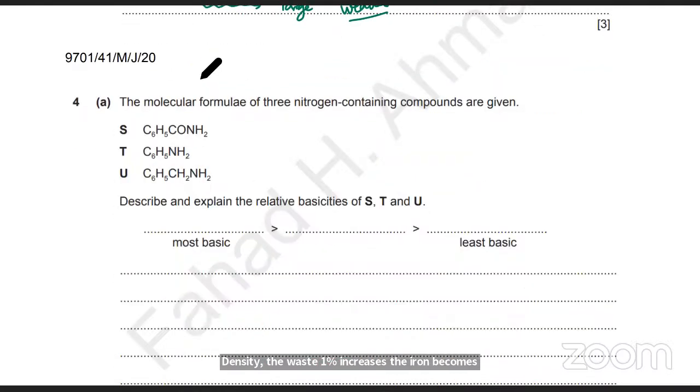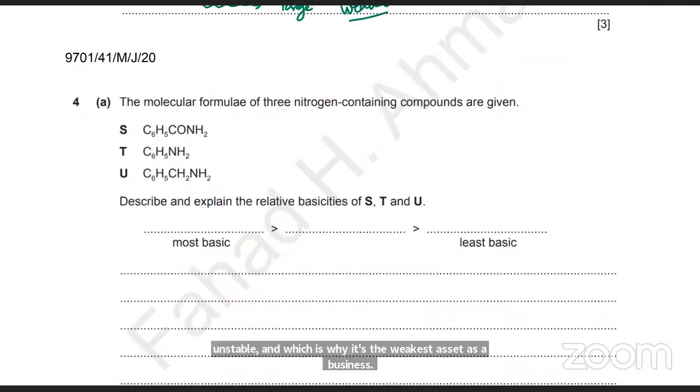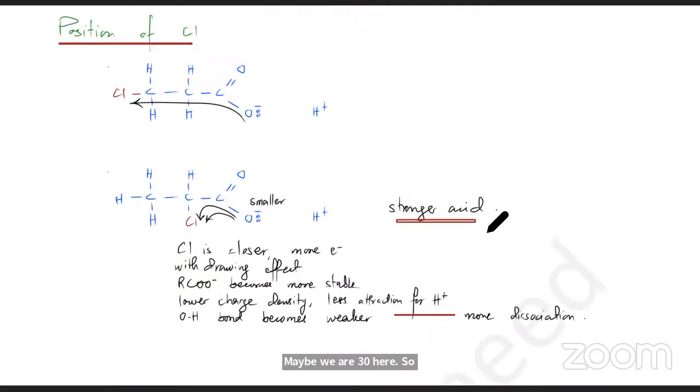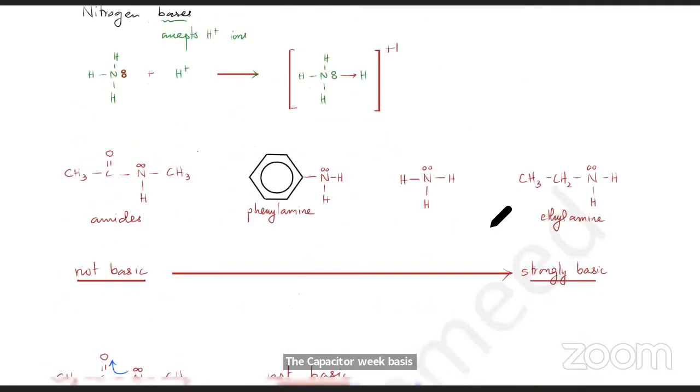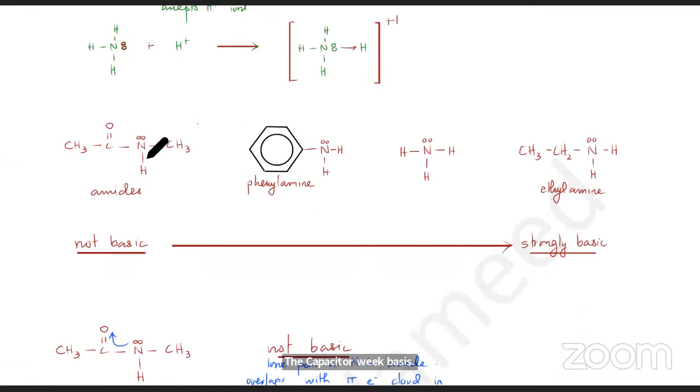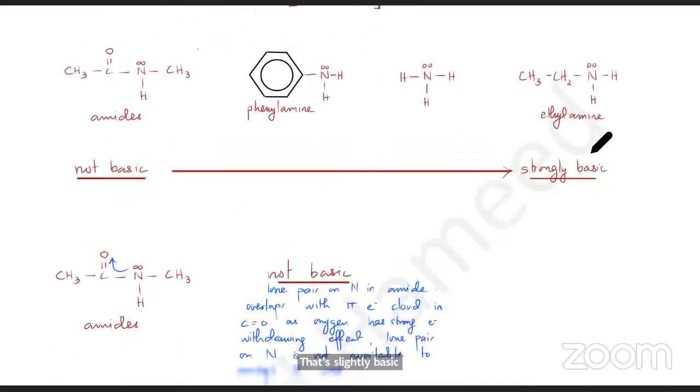अच्छा, bases में भी वही होता है, ठीक है. So you've got these bases. Now you have the same thing happening with bases as well. The comparison of weak bases. Bases में ये होता है कि amides are not basic at all. You've got phenylamine that's slightly basic, ammonia, then you've got alkylamine that's strongly basic.